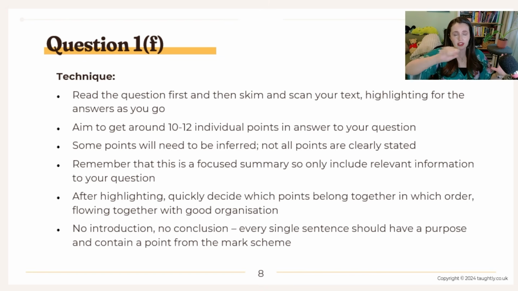So you're going to go through and you're going to highlight for those 10 to 12 reading marks. After highlighting, then you need to quickly decide which points belong together, which order you are going to put them in. You don't want to copy them out chronologically. Instead, you want to group them by theme. Points that are similar should go together. That shows good organisation, good planning and good comprehension.